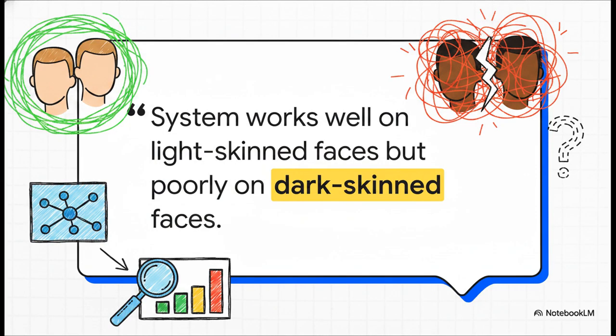Let's look at the second critical thinking scenario. A face recognition system works well on light-skinned faces, but poorly on dark-skinned faces. Again, 2 parts to your answer. What likely caused this, and how exactly can it be fixed? Take a second to formulate your thoughts.